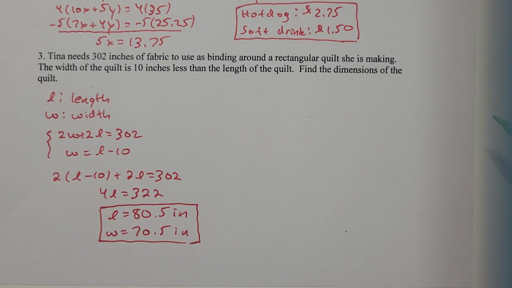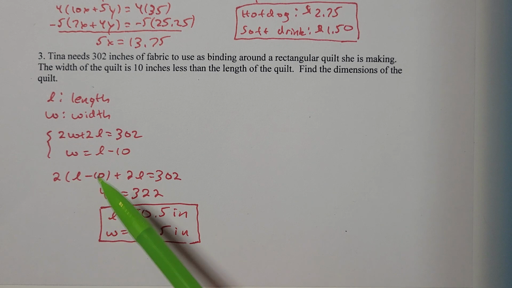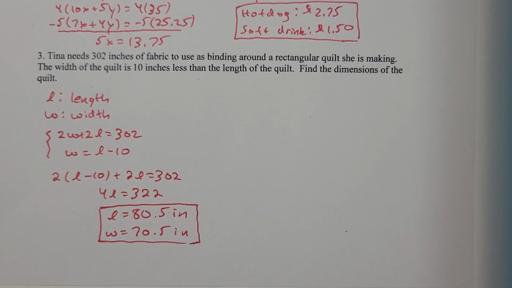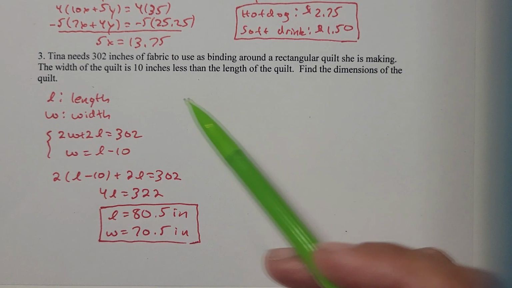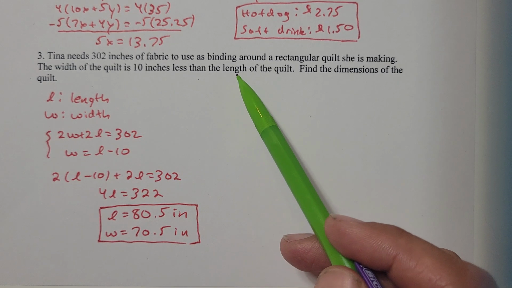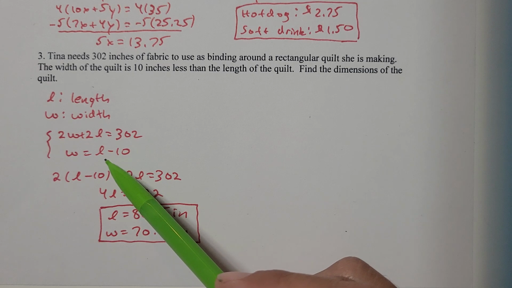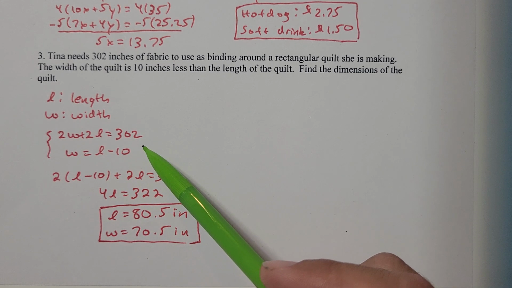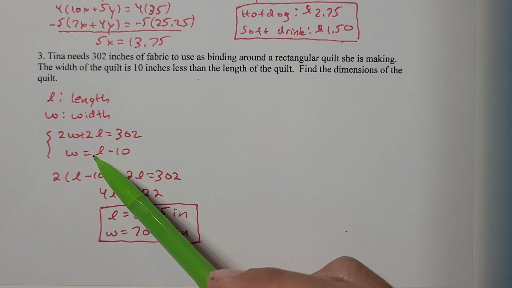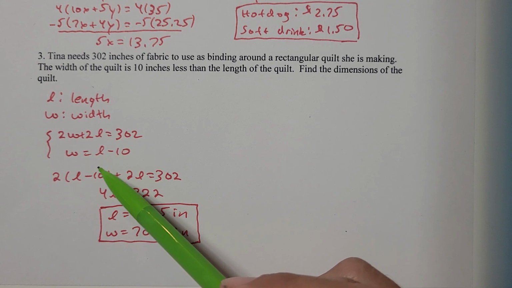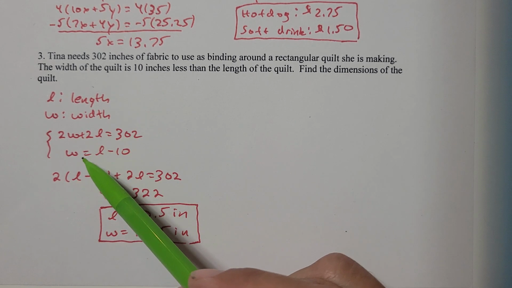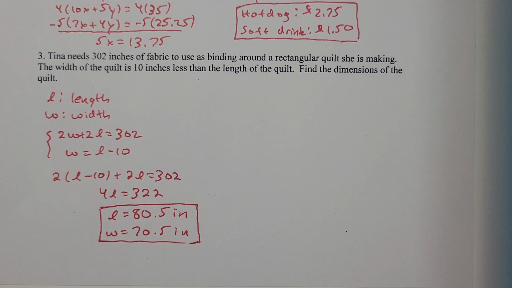The perimeter of any rectangle would be, if I take W plus L, or 2W plus 2L, I get 302. That's the top equation. And then the second equation, it says the width of the quilt is 10 inches less than the length of the quilt. So whatever the length of the quilt is, I'll subtract 10 from that, and I get the width of the quilt. That would be the second equation there. Is means equals, so the width is W equals L minus 10. And these are the two equations in the system there.